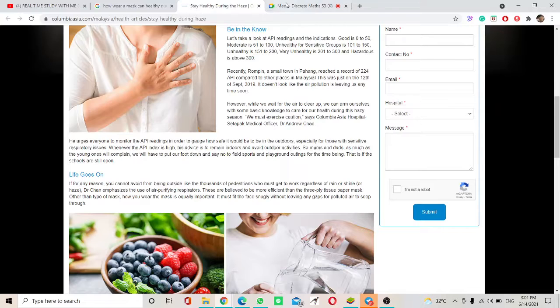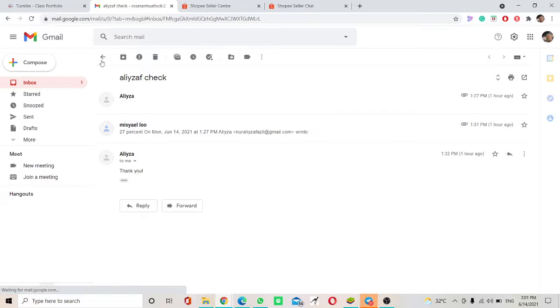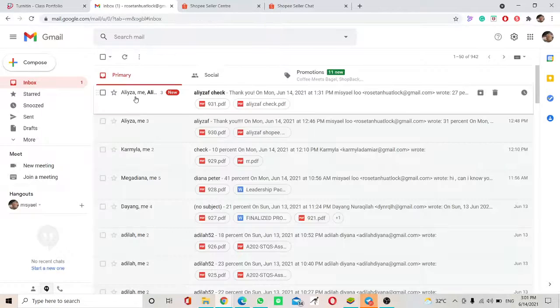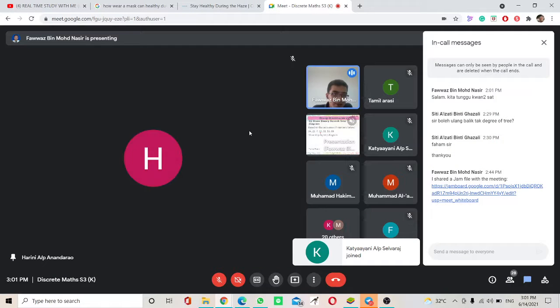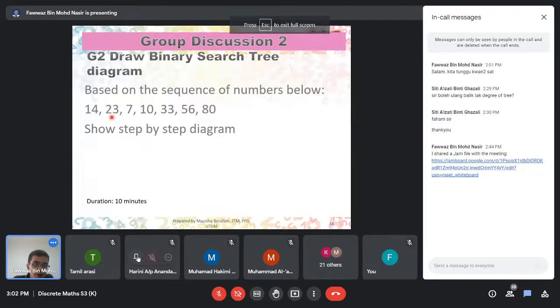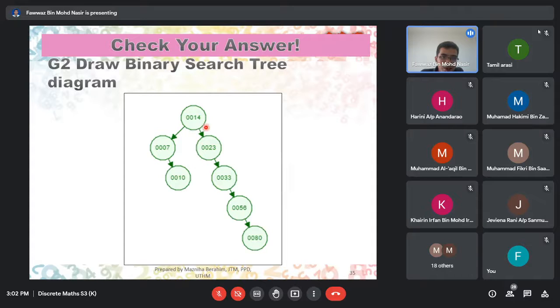Okay, dapat kan? Okay, so basically daripada this sequence, kita just ambil 14. Okay, you just take 14 as dia punya root. Okay, because dia adalah the first item in this sequence, right? So kita jadikan dia root. Okay, then we compare each of these values, sama ada dia besar atau kecil daripada the node yang kita dah masukkan tu. Okay, so 23 is greater than 14, right? So that kita akan jadikan dia the right child of 14.